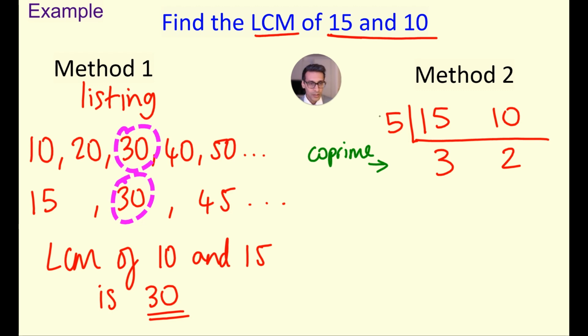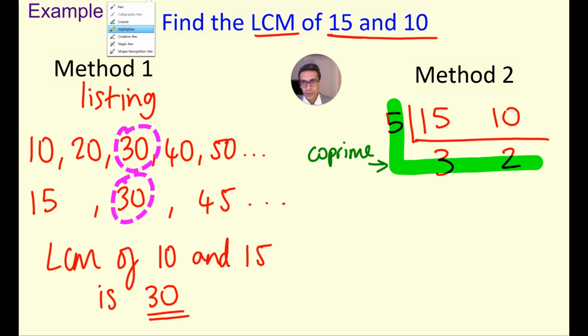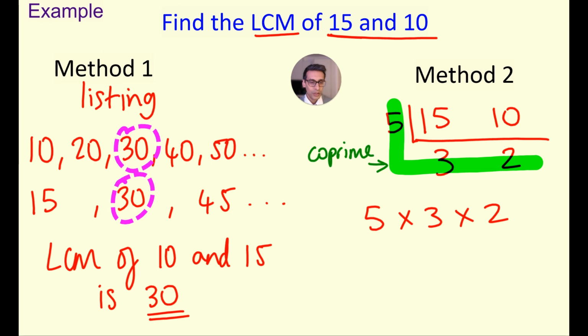And now we're going to look at how to spot the lowest common multiple. How can we make 30 with the numbers that we have? You may have spotted that it's going to be this L shape here. So lowest common multiple, think of the L shape. It's 5 times 3 times 2. 5 times 3 is 15, 15 times 2 is 30. The lowest common multiple is 30.